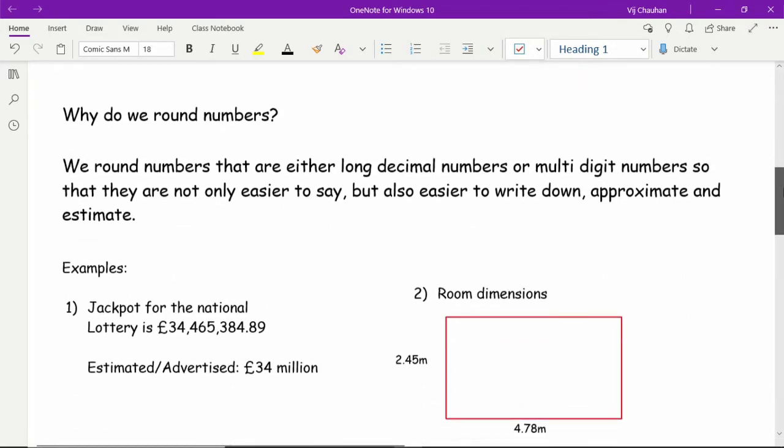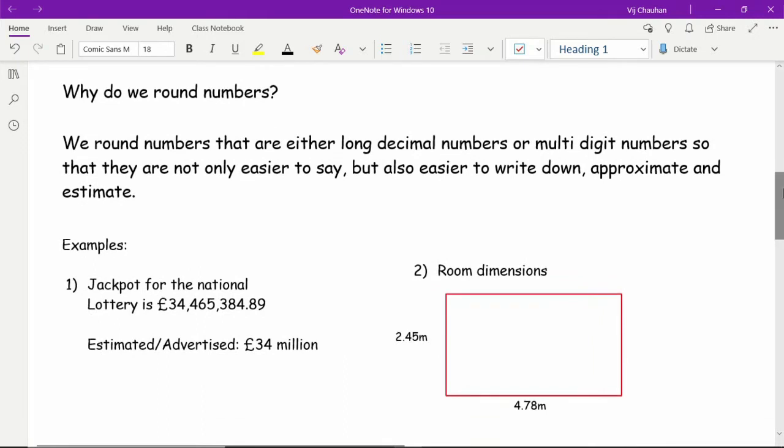So we round numbers that are either long decimal numbers or multi-digit numbers so that they're not only easy to say but easy to write down, approximate and estimate. If we look at two examples, if you follow the National Lottery, an expected jackpot could be an exact value of 34,465,384 and 89 pence. Now, as you can appreciate, me reading that out is a bit of a mouthful. So what we might want to do is estimate this value, or round it to, let's say, 34 million. So what we've done there is approximate that value to make it easy for us to say, and also to take up less space.